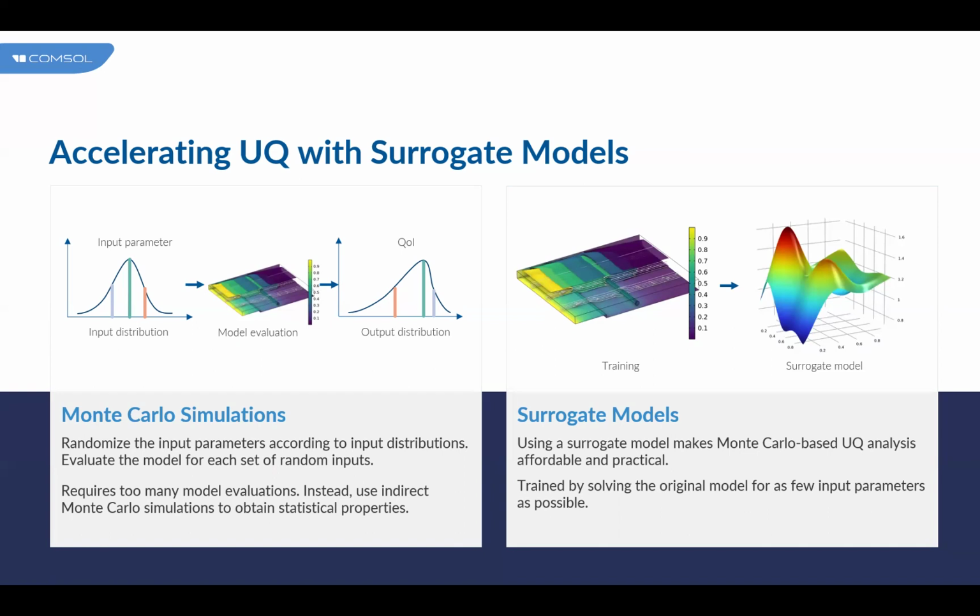These are simplified data-driven approximations of the full physics model. Instead of running thousands of simulations directly, we train a surrogate model using a limited number of full model evaluations. Once trained, this surrogate model can be used for Monte Carlo-based uncertainty quantification analysis at a fraction of the computational cost. By reducing the number of expensive simulations, surrogate models accelerate uncertainty quantification, making it practical and scalable. They allow us to gain insights into variability and design robustness without overwhelming computational resources.